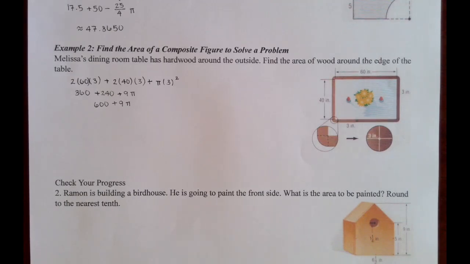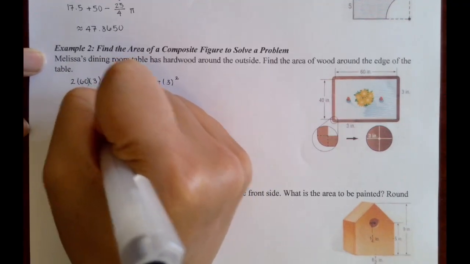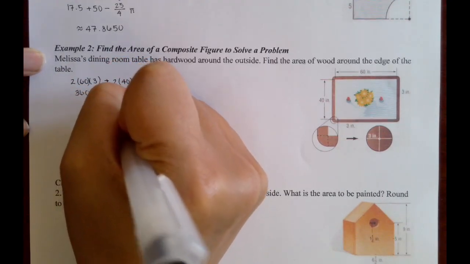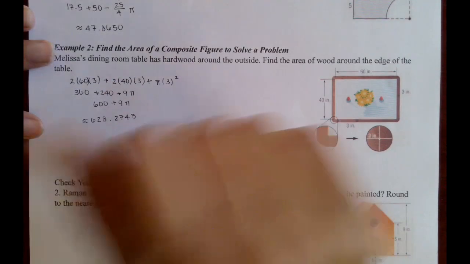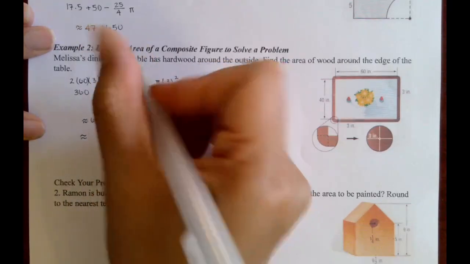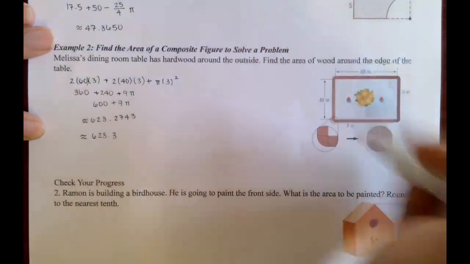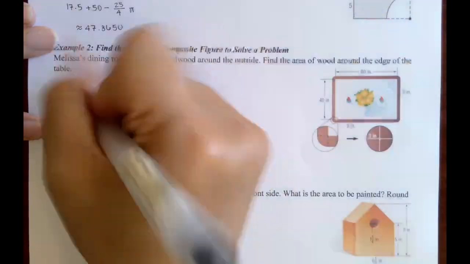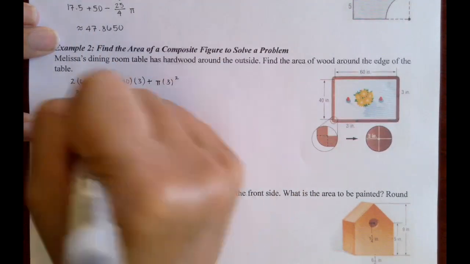And that gives me approximately 628.2743, right, which the book rounds to 1 decimal place. So that's why the book says it's 628.3, and then with all the area, that inches times inches gives me square inches. There we go.